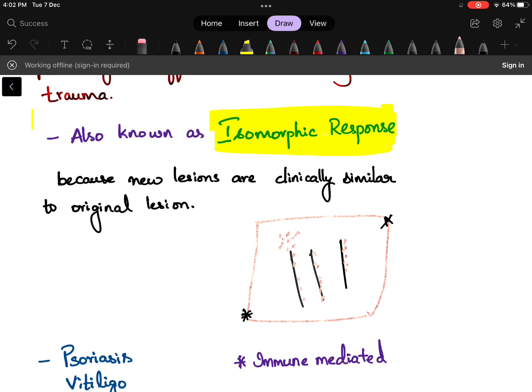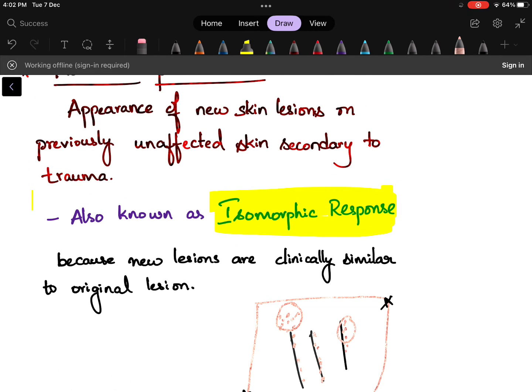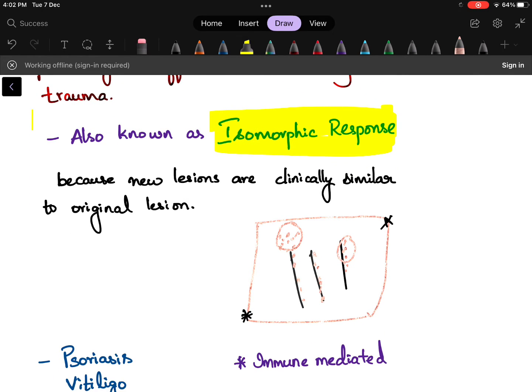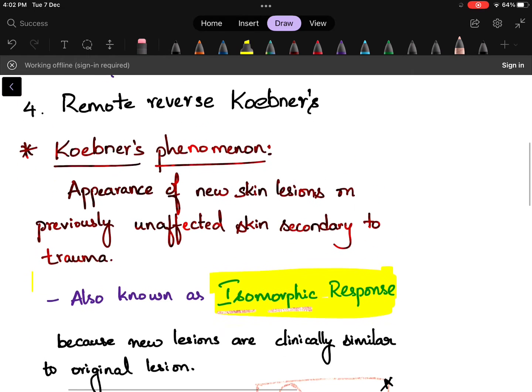When you make a trauma, the skin lesions which are originally here will appear here. Similar lesions to the original lesions will appear here. This response is known as Koebner's phenomenon or isomorphic response: the appearance of new skin lesions on previously unaffected skin secondary to a trauma. Why is this known as isomorphic response? Because the new lesions are clinically similar to the original one. So, iso means same, morphic means appearance. Isomorphic: the appearance of new lesions is similar to that of the original lesions. So this is known as isomorphic response or Koebner's phenomenon.